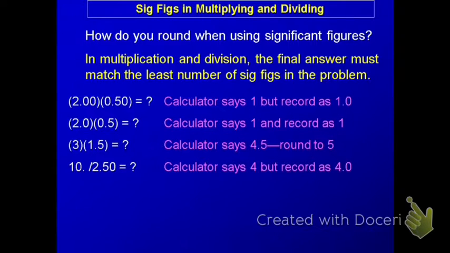Now let's take 10. and divide it by 2.50. 10. has 2 significant figures, so our answer has to have 2 significant figures. The calculator says 4, but we need to add 0.0 so that our final answer has 2 sig figs.